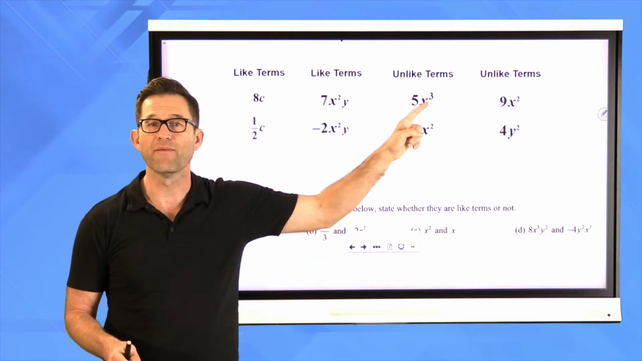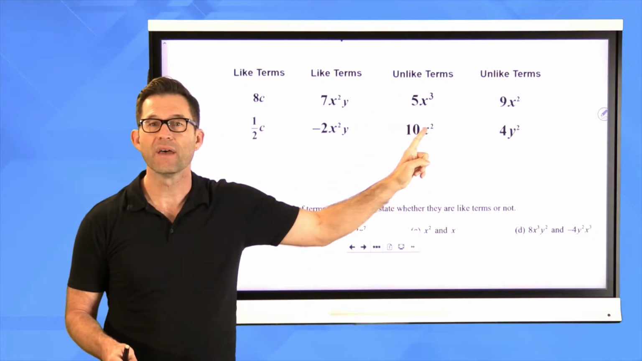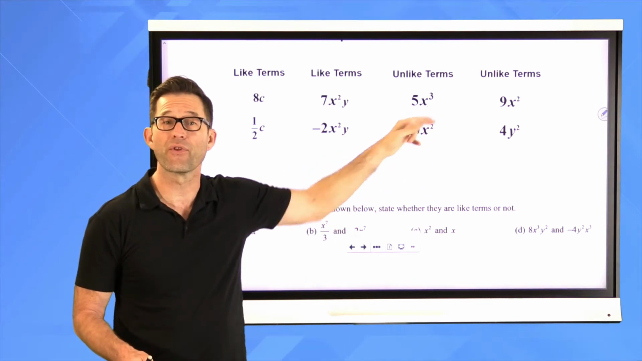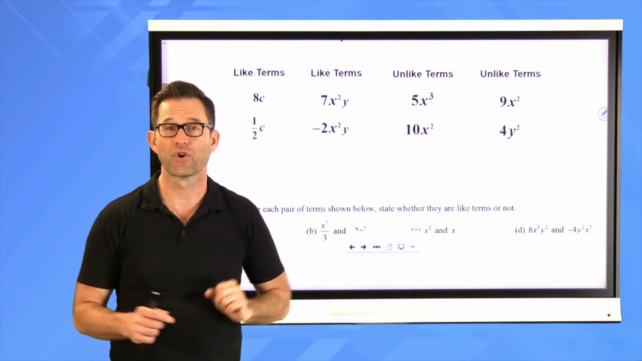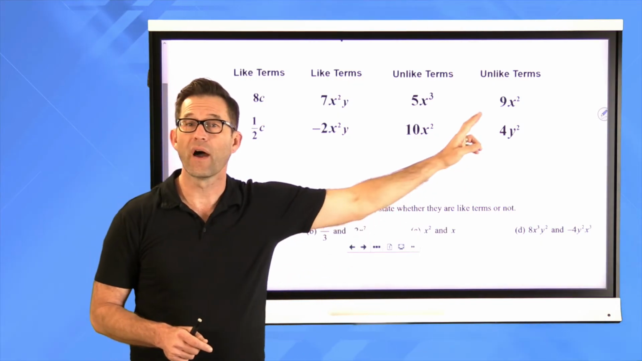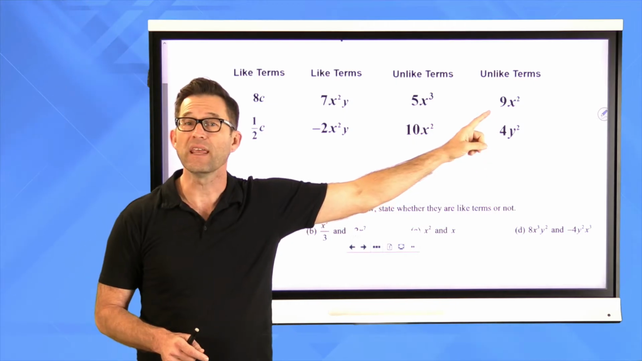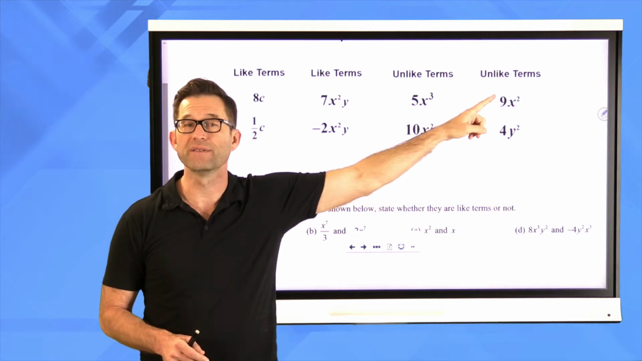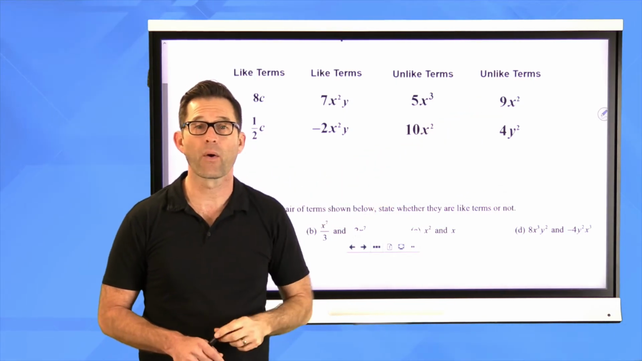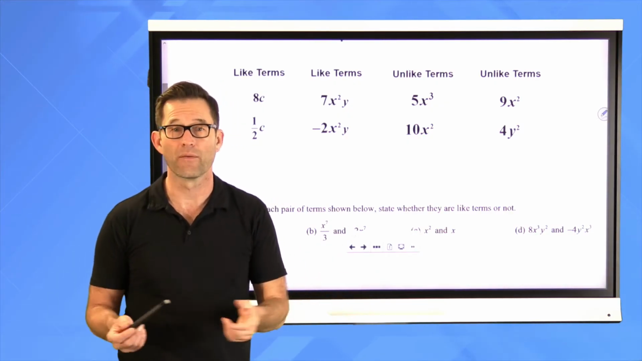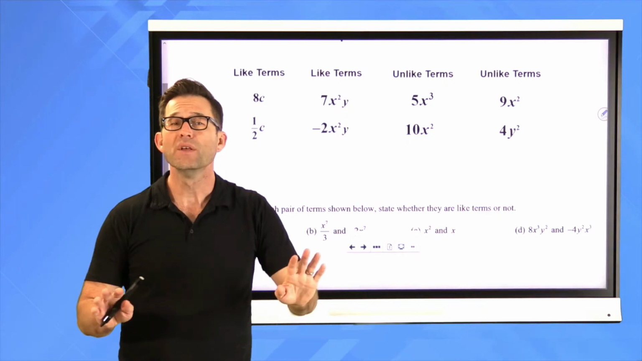Even though they have the same variable, x and x, since this one is being raised to the second power and this one's being raised to the third power, they aren't like terms. Also, 9x squared and 4y squared are not like terms because even though they have variables raised to the same power, i.e. the second power, those variables are not the same variable. One of them's x, one of them's y. All right, so simple recognition.